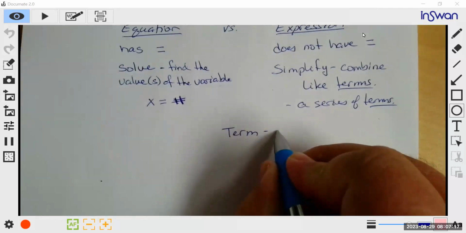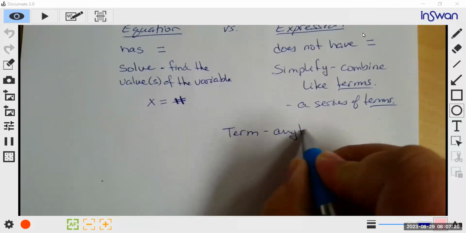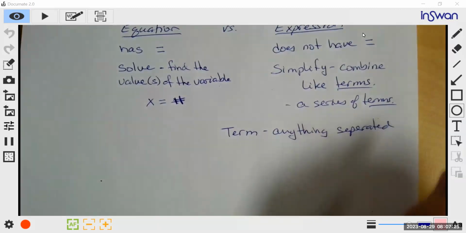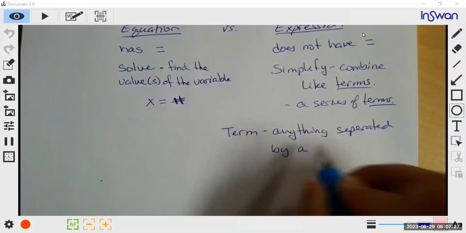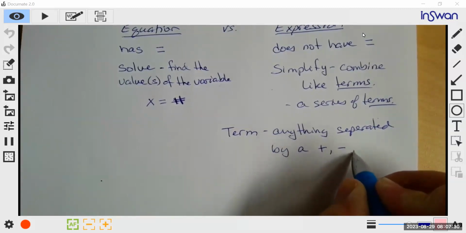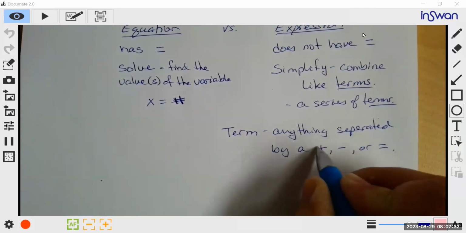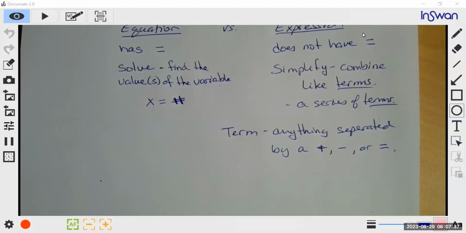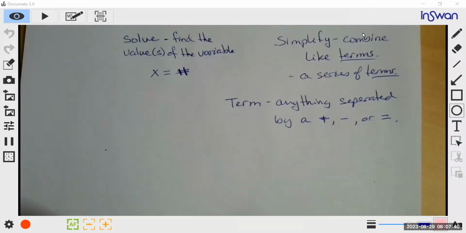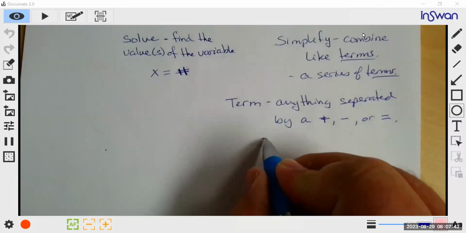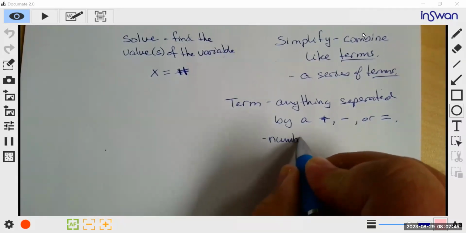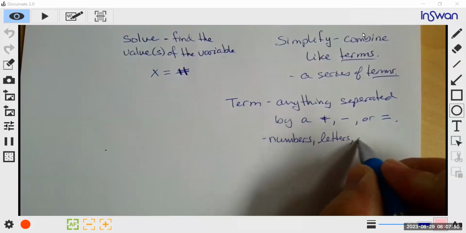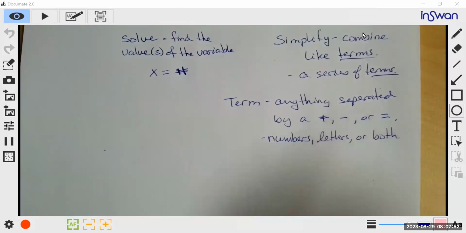A term is anything separated by a plus, minus, or equal. They can be numbers, letters, or both.